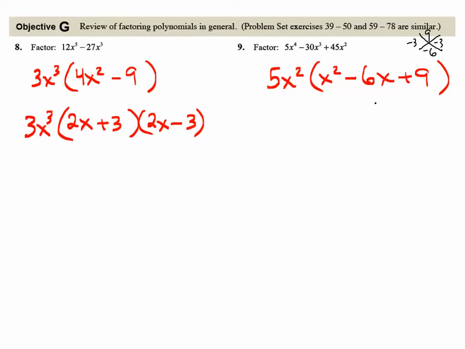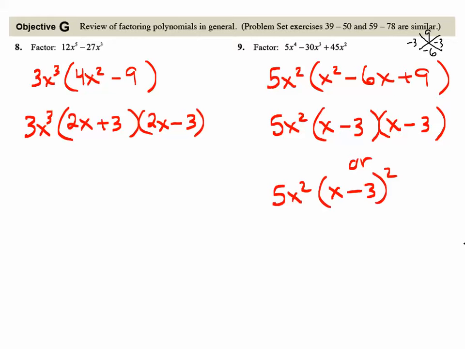Or you can recognize this as a perfect square trinomial. We'll get to those as well. But eventually you should get something that looks like this. Or you can write it like this. This is perfectly a correct answer. But you can also write it like this. Whenever you have repeating terms, you can just put exponents on top of that term for the amount of times it repeats.